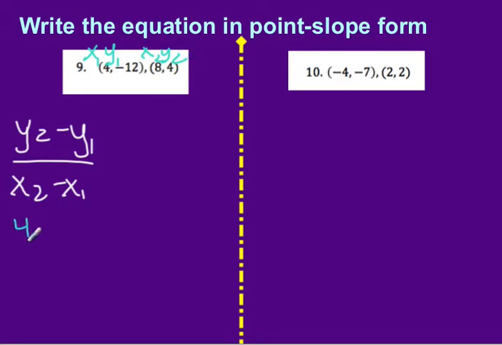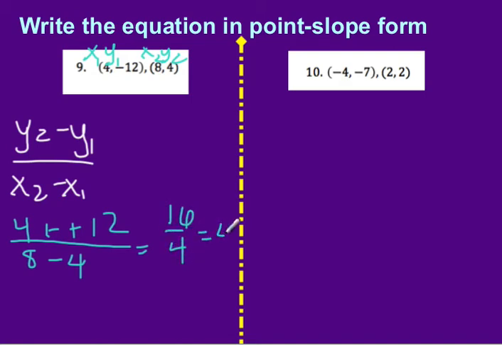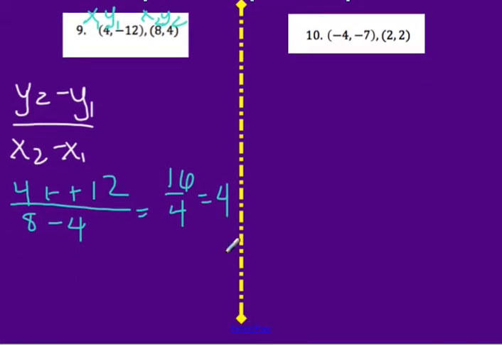So y2 minus y1, when you subtract a negative, you double cross and it becomes plus a positive. x2 minus x1. So 4 plus 12 is going to give me 16. 8 minus 4 is going to give me 4. 16 divided by 4 is 4. So 4 is our slope. So now we can go ahead and put that into the puzzle.